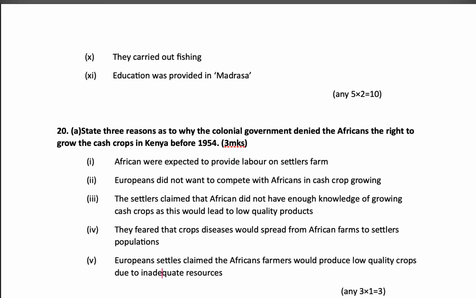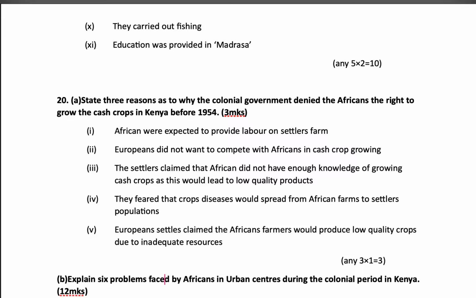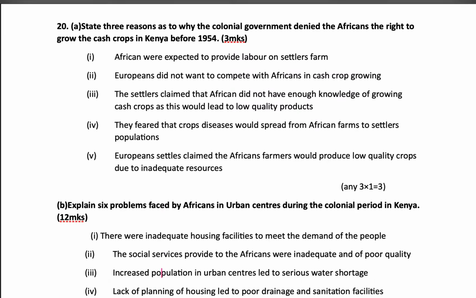3. The settlers claimed that Africans did not have enough knowledge of growing cash crops, as this would lead to low quality products. 4. They feared that crop diseases would spread from African farms to settlers' farms. 5. European settlers claimed the African farmers would produce low quality crops due to inadequate resources.